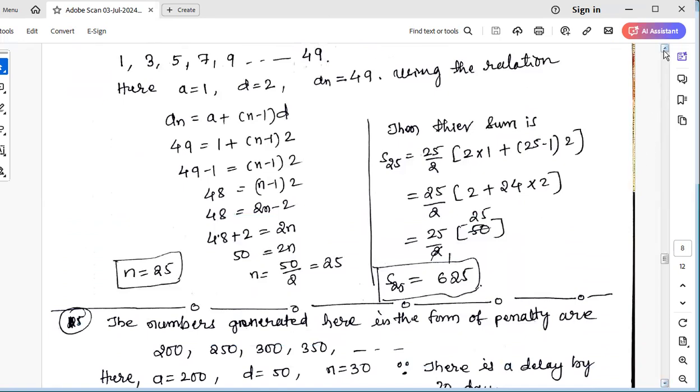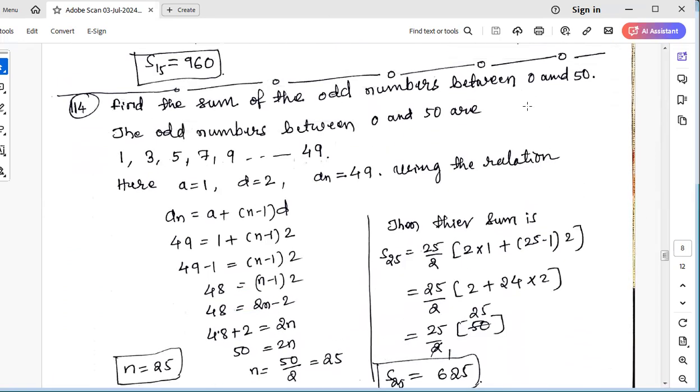So it is like this. It is the 14th problem: the sum of the odd numbers between 0 and 50. The odd numbers between 0 and 50 are like this. You have to start from 1, meaning all odd numbers 1, 3, 5, 7, 9, 11, like that. We have to go up to 49. 49 is the last number.